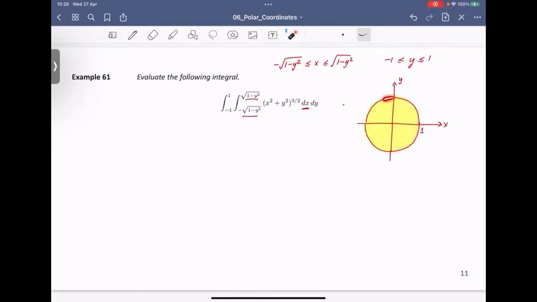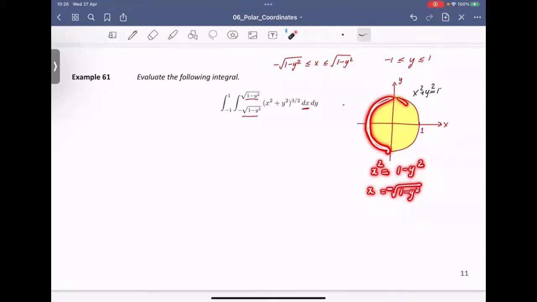The left-hand side curve here is actually the circle x squared plus y squared equal to 1, but it is on the left. So if I simplify it, I get x squared equal to 1 minus y squared, and that is x equal to negative square root of 1 minus y squared. I use the negative sign here because x is on the left-hand side.